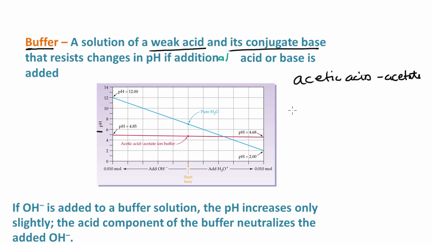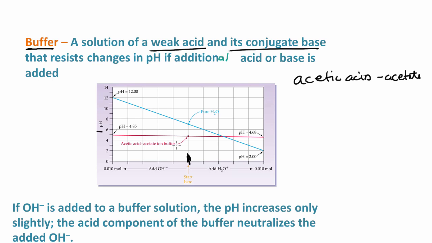Okay. So here we see this blue line here, and we can see as we add, we'll start right here. Okay, so as we add, let's say, base, hydroxide ion, notice that the pH increases by quite a bit. And also, if we were to add acid, so additional hydronium ion, the pH decreases by quite a bit. So we see this range of a pH of 2 all the way up to 12.